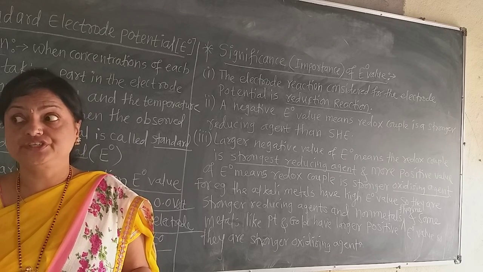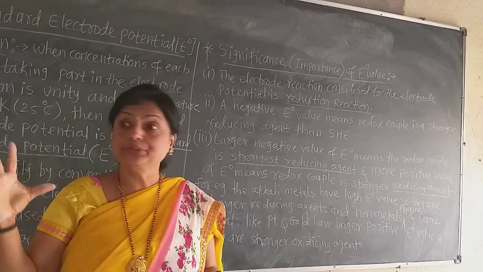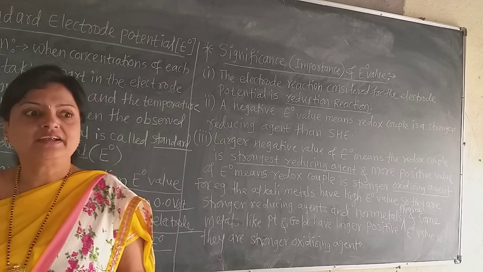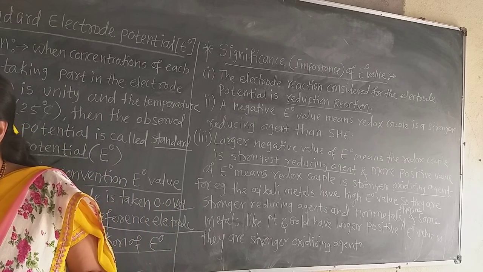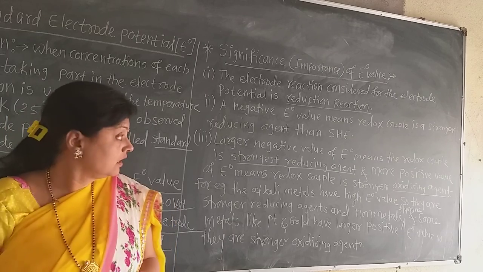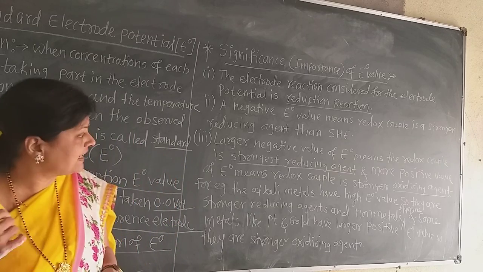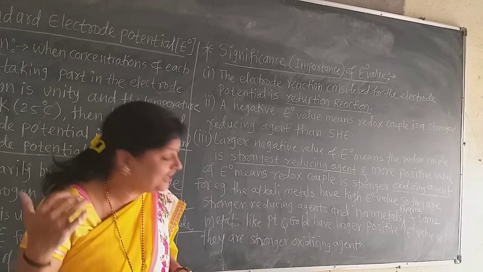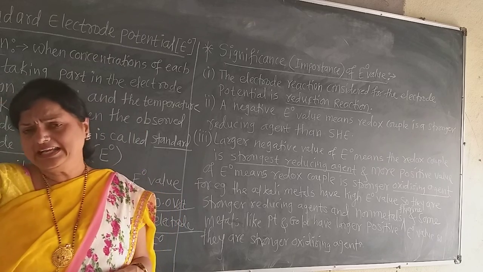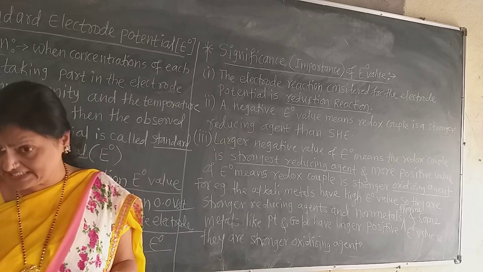The electrodes which have the larger negative electrode potential are stronger reducing elements or stronger reducing agents. Now the third point is that the larger the negative value, the redox couple is the strongest reducing agent. Now this I already told you. The element which is below in the EMF series, I think lithium is there.